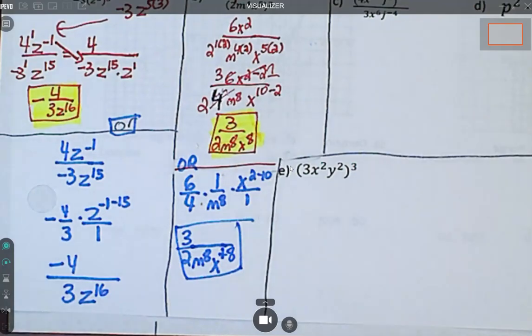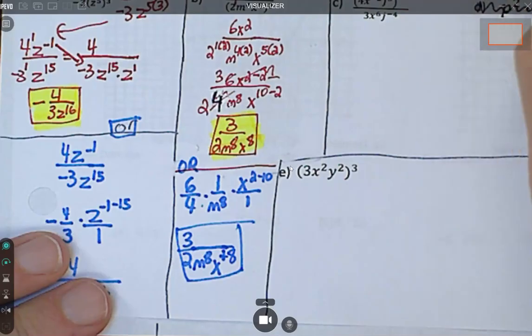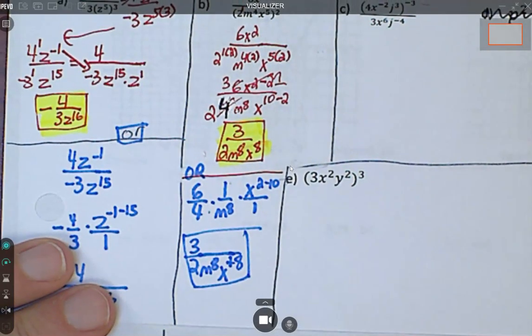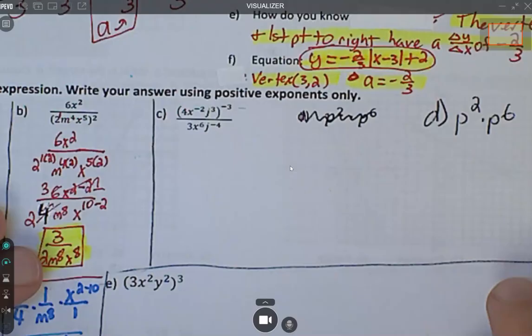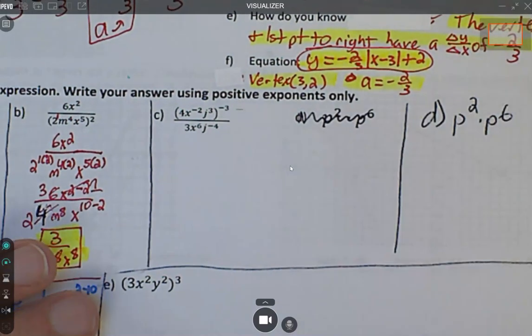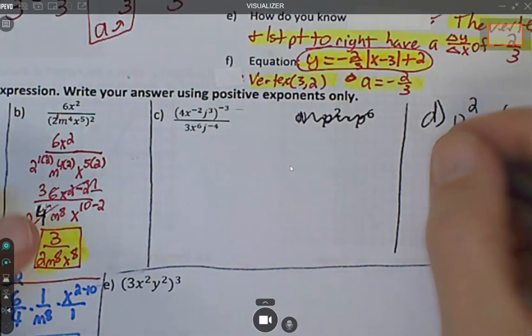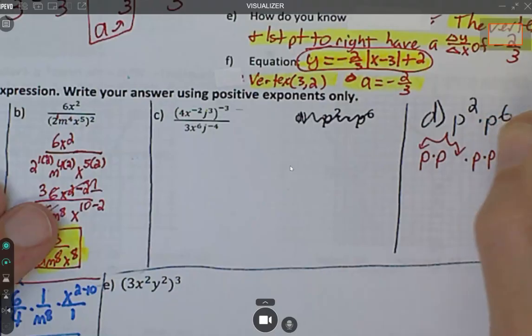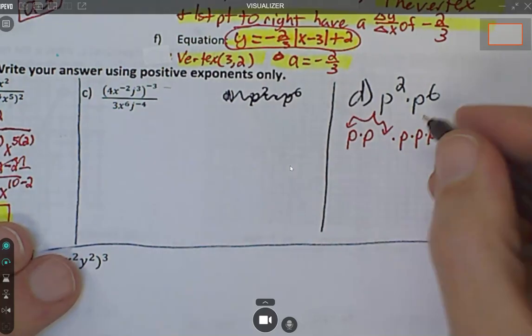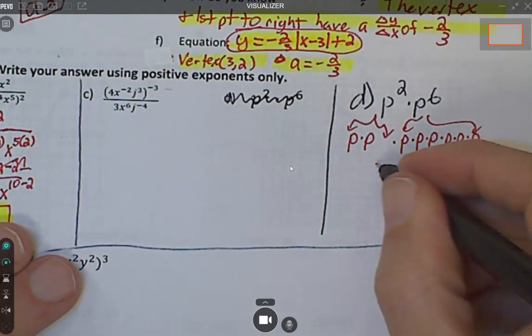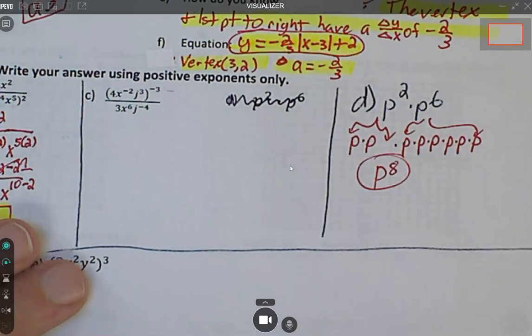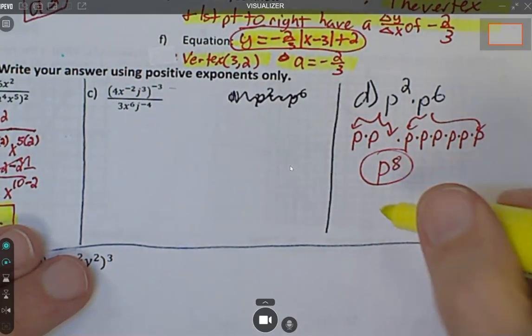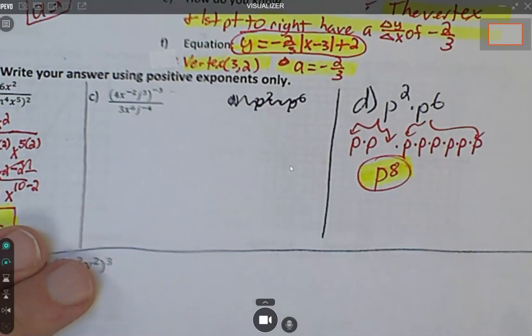Okay, so I'm going to move this one over here. It didn't copy right. I'll just rewrite it over there. This one's a cakewalk. Let's go ahead and do it. Alright, this means p times 6 more p's. So that one's easy. We're multiplying p by itself 8 times. That one was a joke.